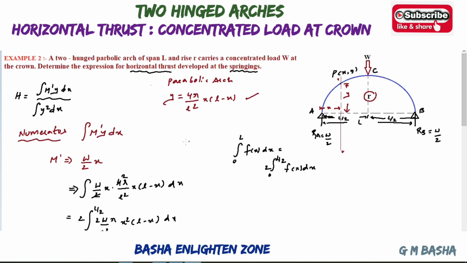So your horizontal thrust, that is H at A and B, will be equal to 25 by 128 WL by R. So this is the horizontal thrust for the given topic.